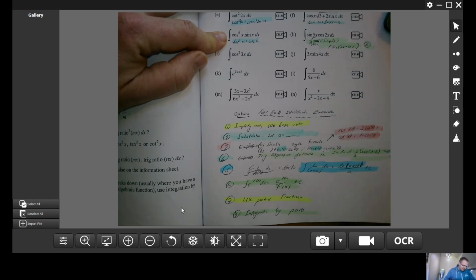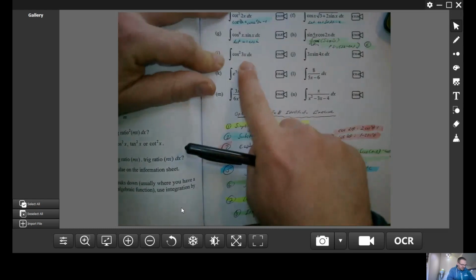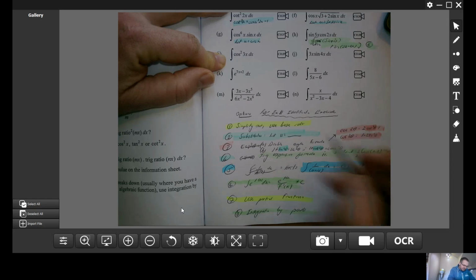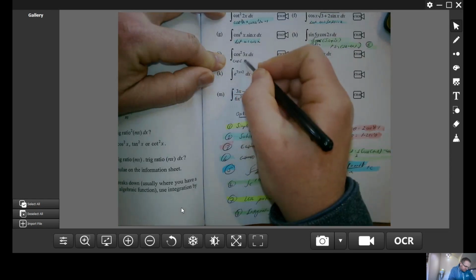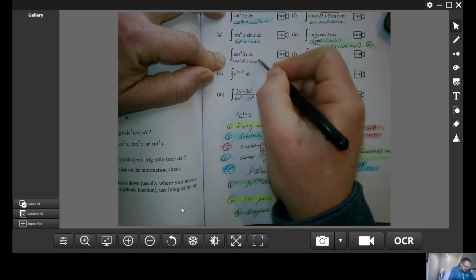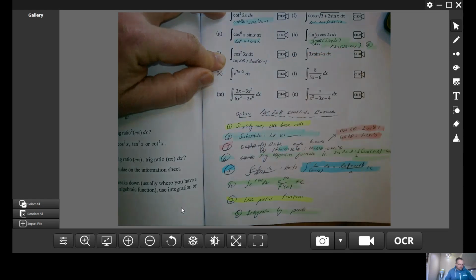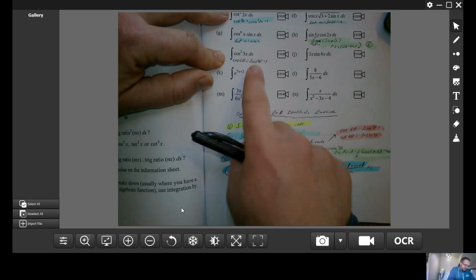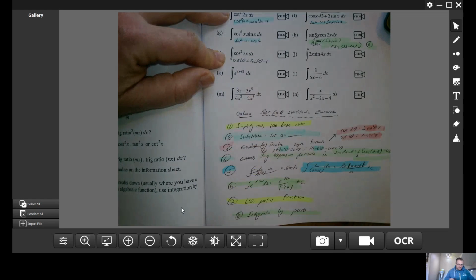Right. Cos squared 3x. You've always got to be careful of cos squared. You're going to have to use the fact that cos 2 theta is equal to 2 cos squared theta minus 1. So in this case, cos squared, your angle that you're working with is going to be 3x. But that's your key idea that you've got to look out for.